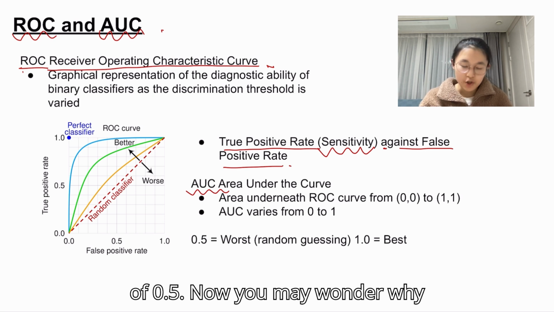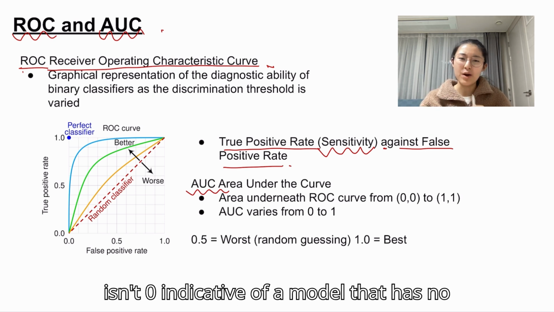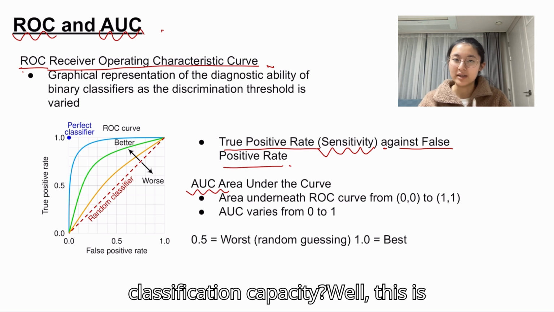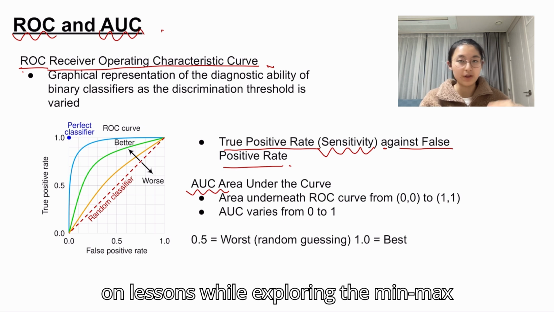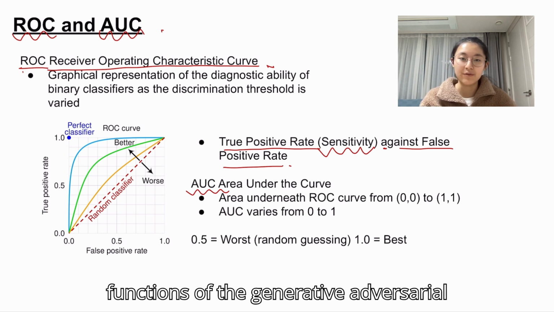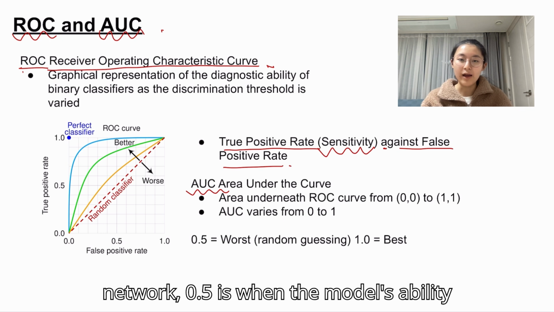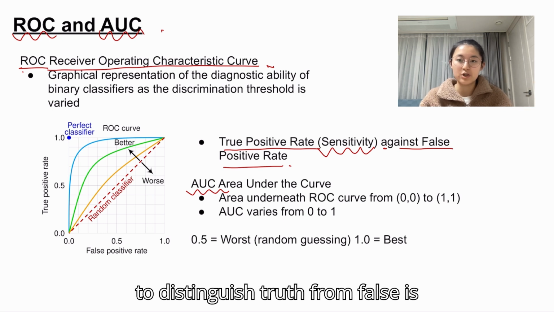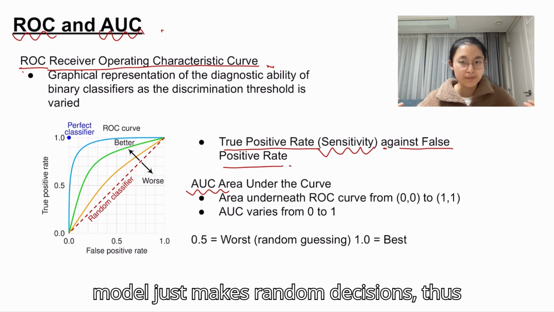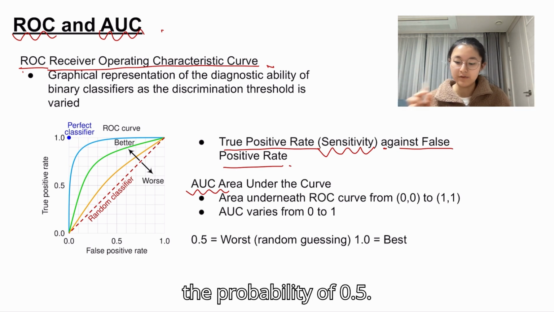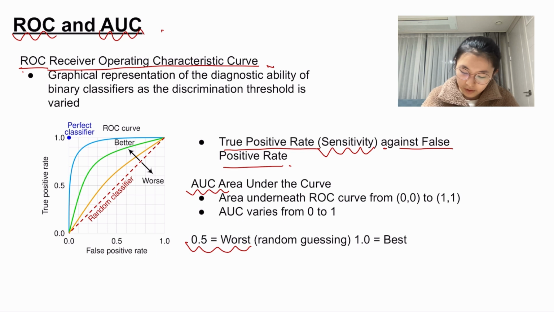Now, you may wonder, why isn't 0 indicative of a model that has no classification capacity? Well, this is because, like we covered in the earlier lessons while exploring the min-max functions of the generative adversarial network, 0.5 is when the model's ability to distinguish truth from false is completely non-existent, such that the model just makes random decisions, thus the probability of 0.5.